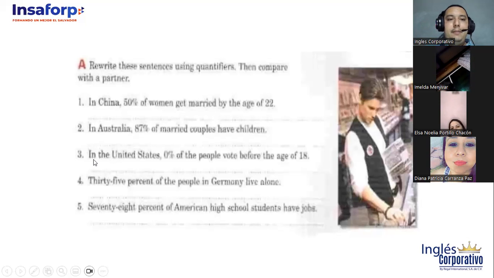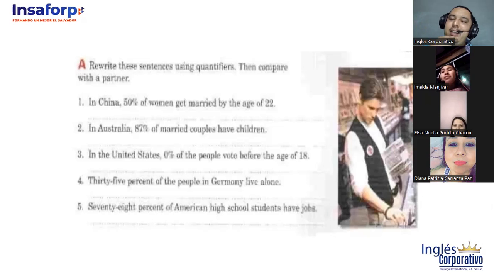Here we have number three. In the United States, 0%. Wow, 0%. 0% of the people vote before the age of 18. That's true because nobody can vote before 18. Even here in El Salvador, you cannot do it. Remember, guys, when you did that at school with your chiquidui, I don't know how many of you had that experience. In my case, I had that experience at school.